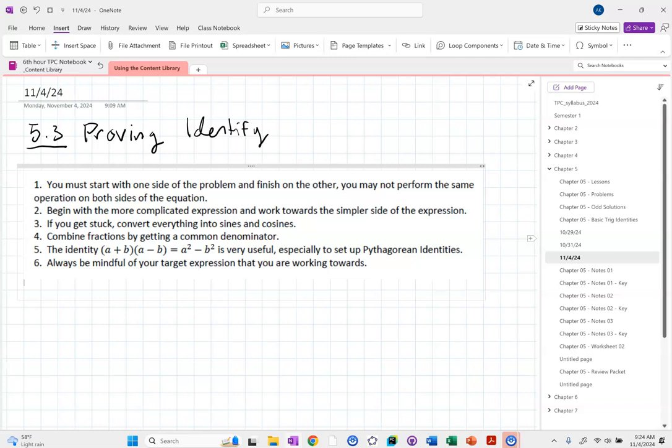Now, it's really 3, 4, and 5 that are going to be the ones that you could also use in the simplifying problems we've done before. Those are often helpful, even in that context.